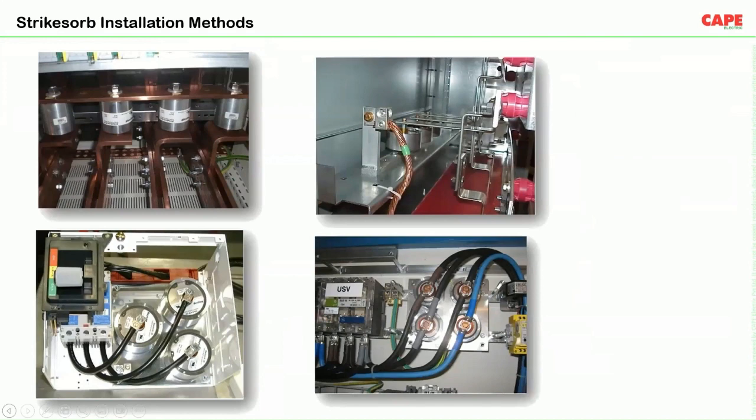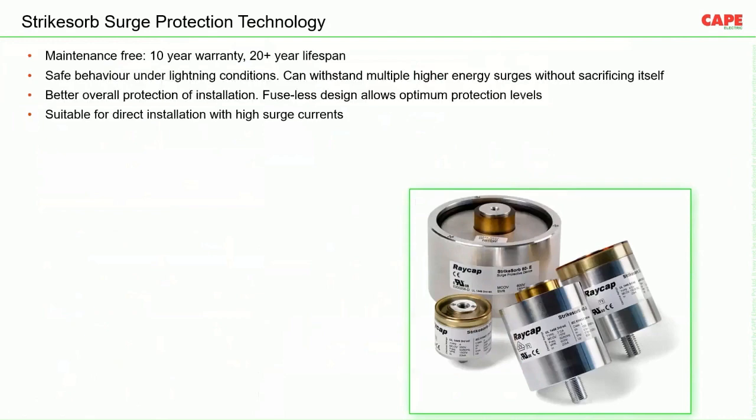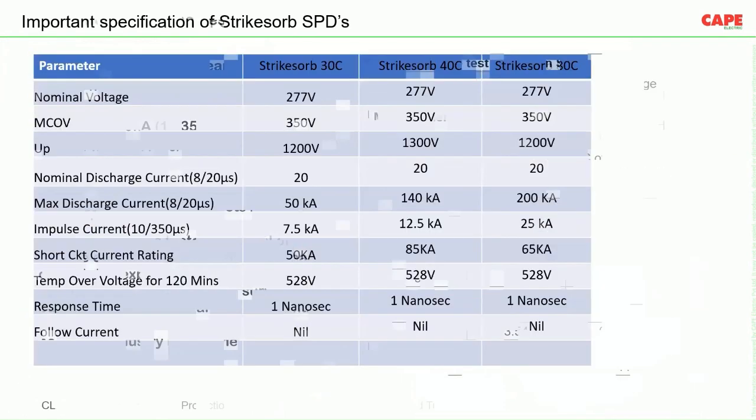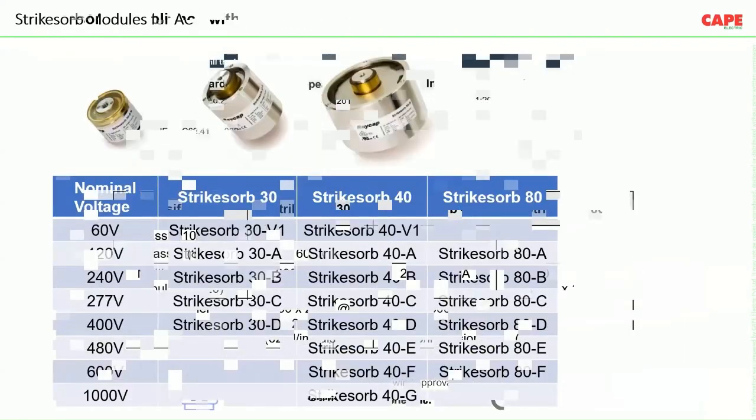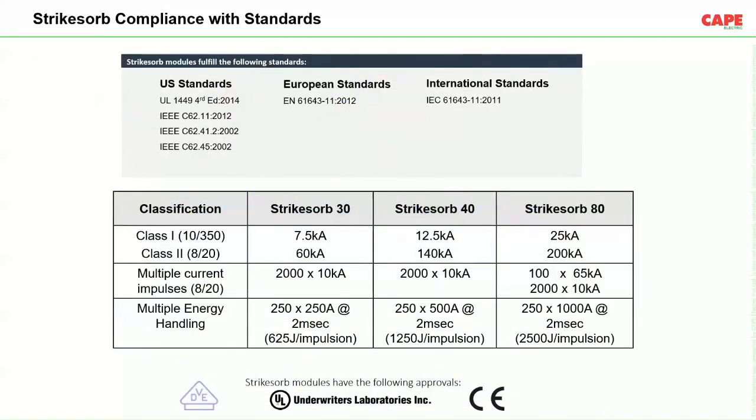Someone asked, Vijay, you can show the screen, the 2000 number of strikes. Someone is asking, what is the time gap between 2000 surge shots? Please note that on the table classification, class 1 is 10 by 350, class 2 is 8 by 20, and multiple current impulse is 8 by 20. So your question is about this multiple current impulse. This model is 2000 strikes of 10 kiloampere.